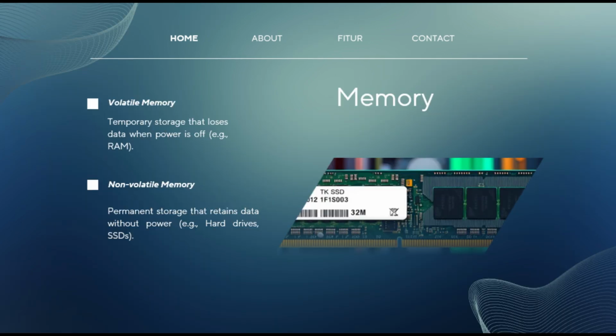Memory. What is memory? Memory is of two types, volatile memory and non-volatile memory. Volatile memory is temporary storage that loses data when power is off. Example RAM. And non-volatile memory is permanent storage that retains data when power is off. Example hard drives, SSDs, etc.